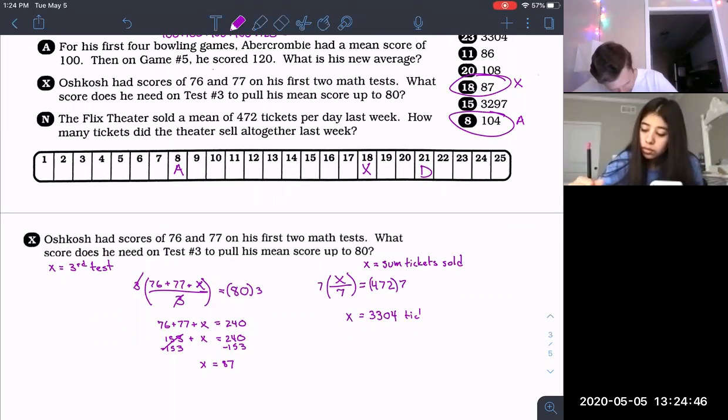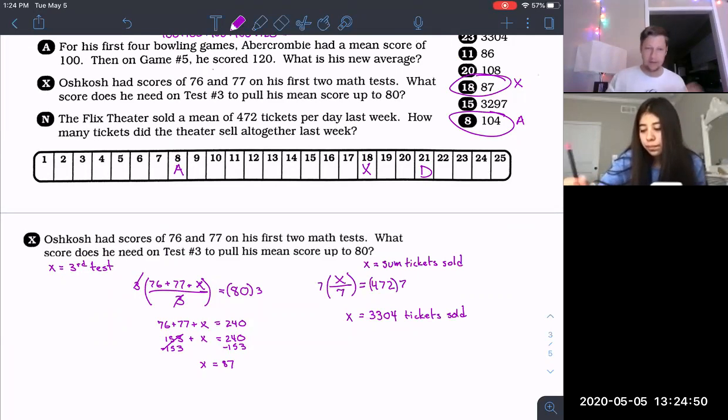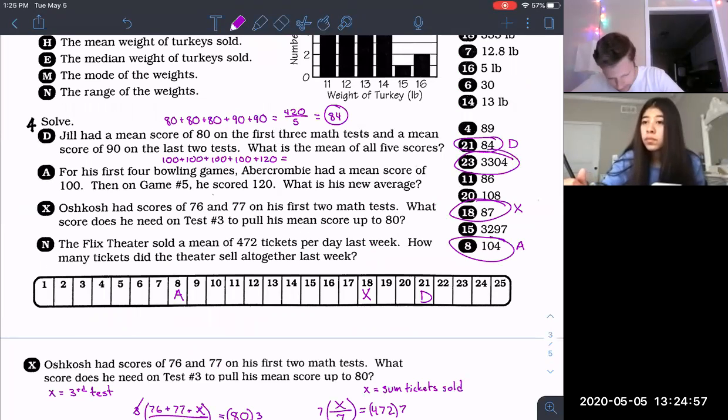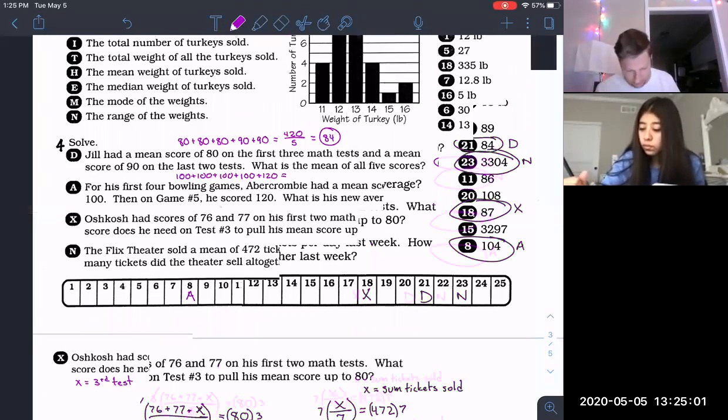All right, so tickets sold, that's the number that would give you an average of 472 if you divided it by 7. So here's our answer right here. We're going to put an N in number 23. Okay, so it's starting to come together now.